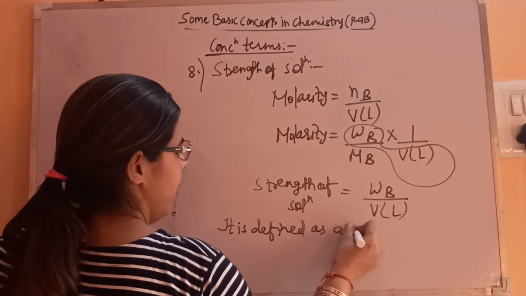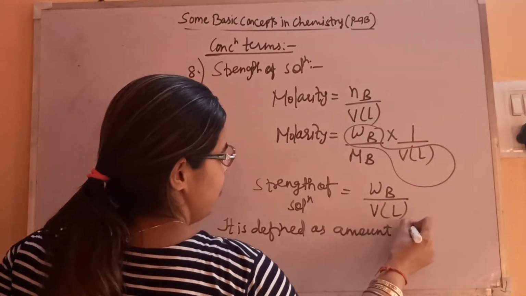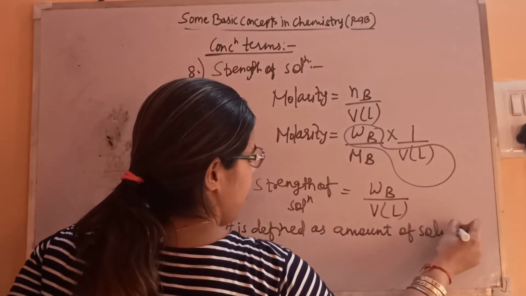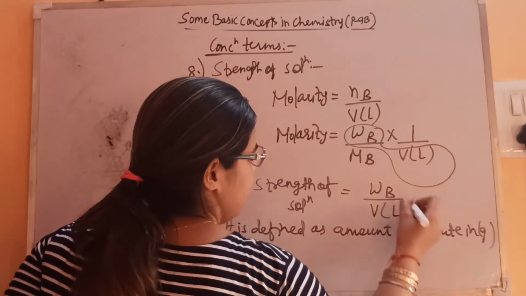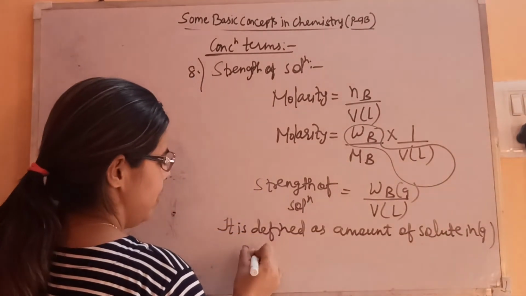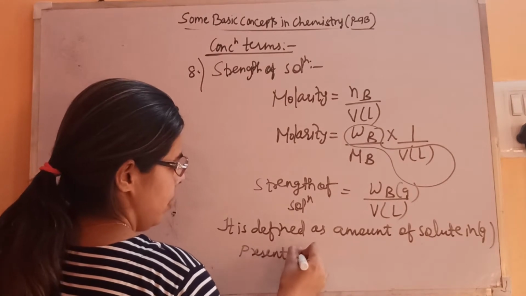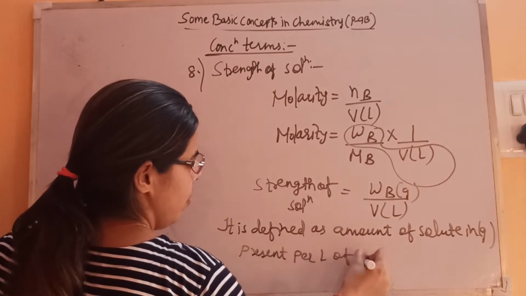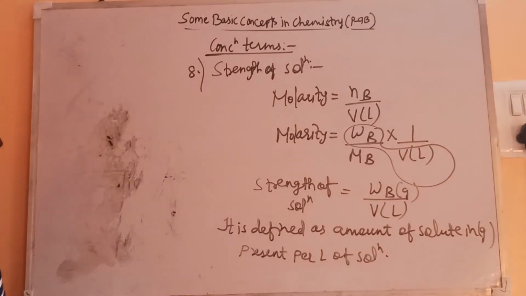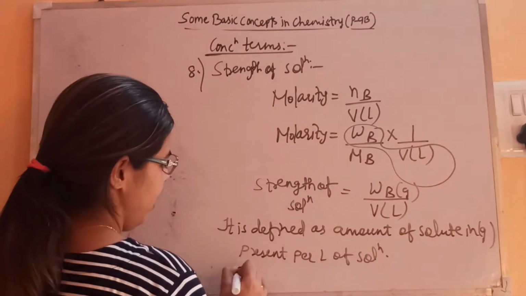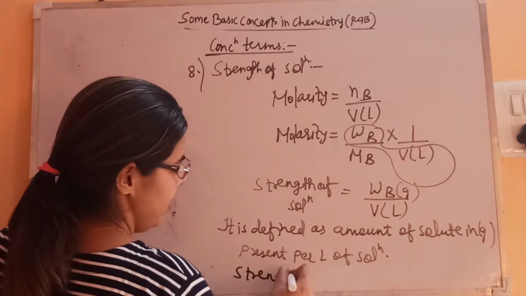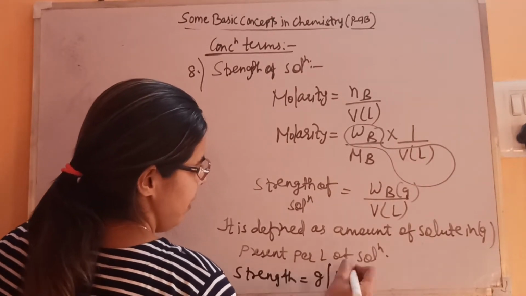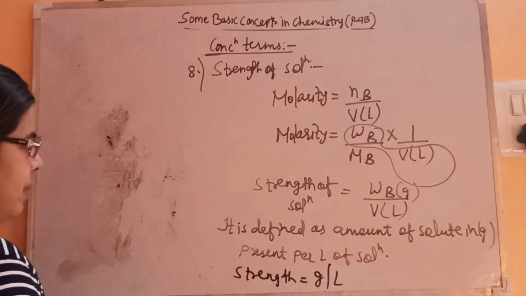as the amount of solute in grams present per liter of solution. Let's see its units. So the unit of strength, as it is in grams, is grams per liter. Very simple, grams per liter, it's a strength.